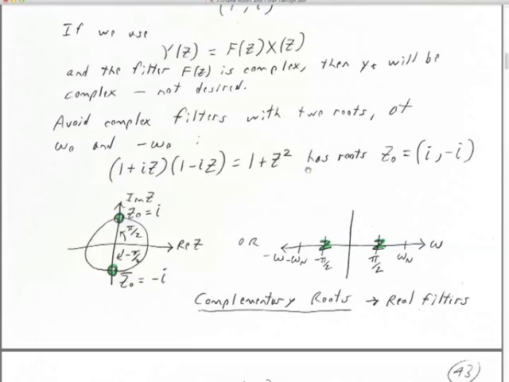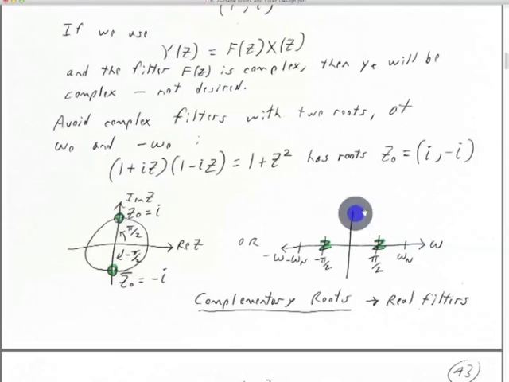We get an entirely real filter time series, an entirely real filter z polynomial. The time series here is 1, 0, 1, because there's 0 times z to the first power, and then 1 times z to the second power. And this will have the effect we want. It allows us to get rid of pi over 2 frequencies.